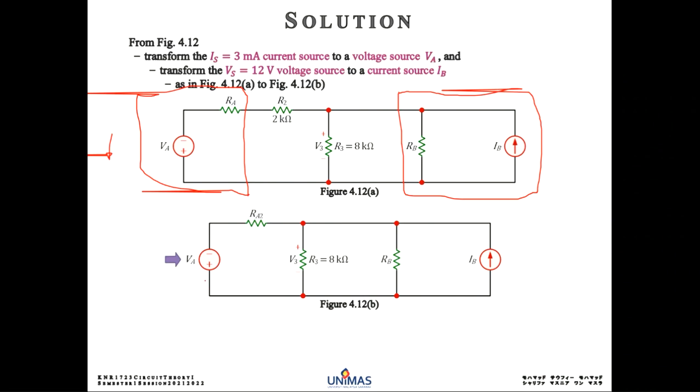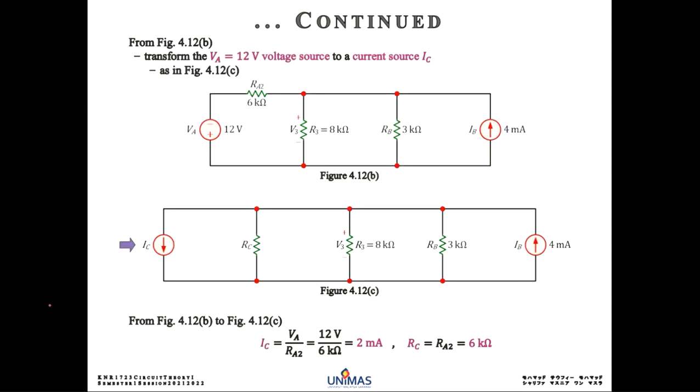So bila you campur balik, VA dengan RA2 tu, you can do this, and then from there you can transform the VA dengan R2 to another current source. VA dengan R2, you can transform into a current source. So now with that is the usefulness of the voltage source transformation. Now you can combine the two sources where initially it is current and voltage source. Now you have transformed both two into a current source.